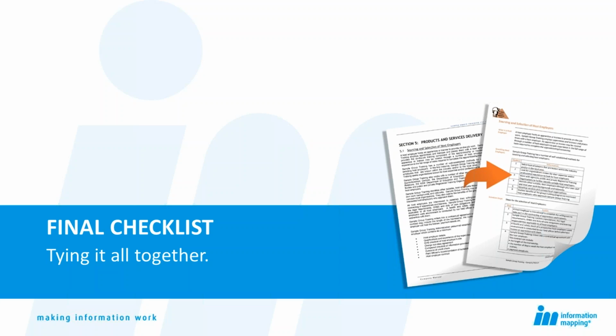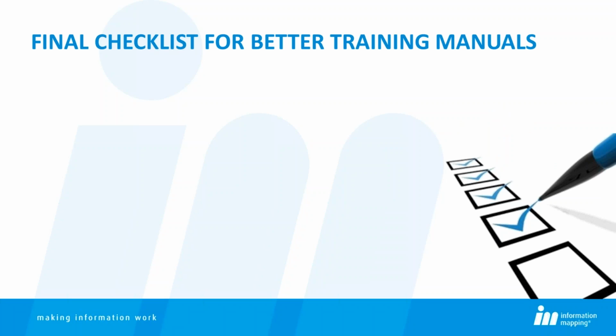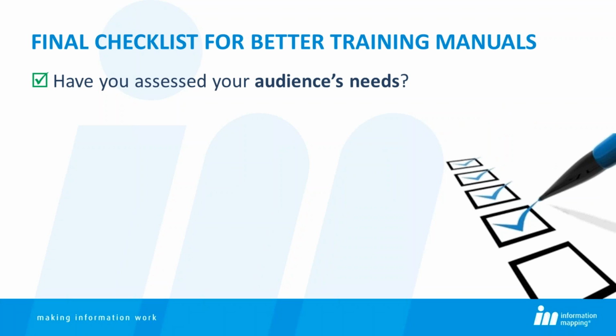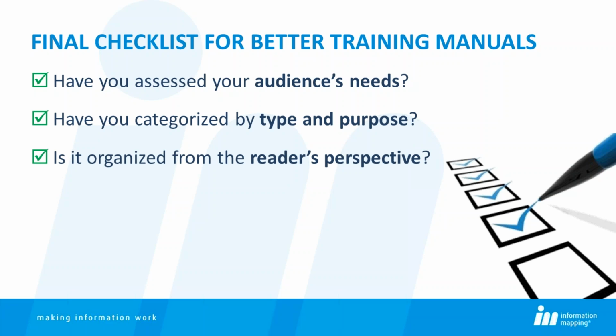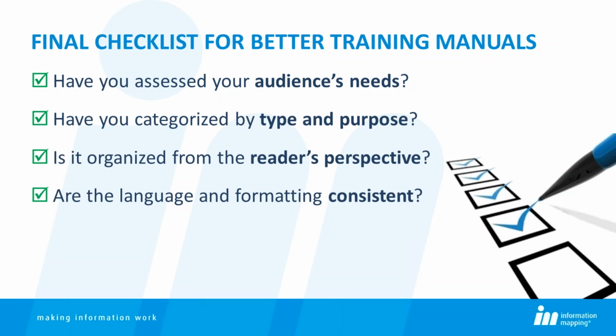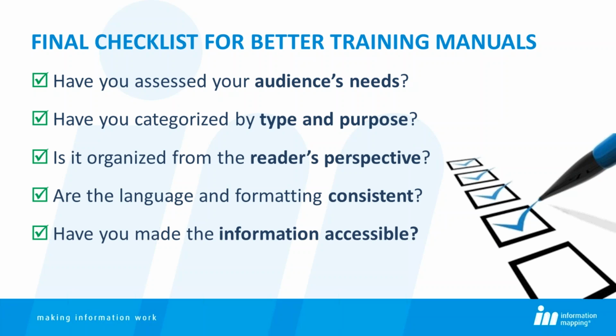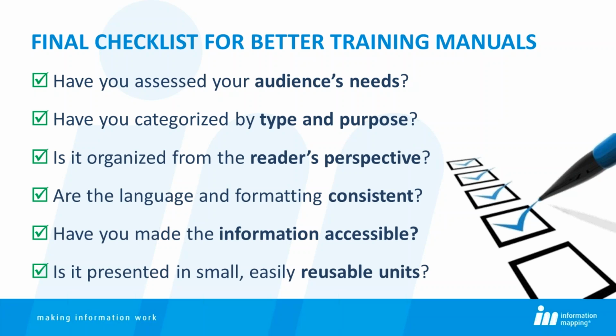So let's take a look at all of this together. A checklist for when you're writing your training material. Ask yourself, have you assessed your audience needs? Have you categorized it by type and purpose? Is it organized from the reader's perspective? Is the language and format consistent? Have you made the information accessible? And is it presented in small, easily reusable units of information?